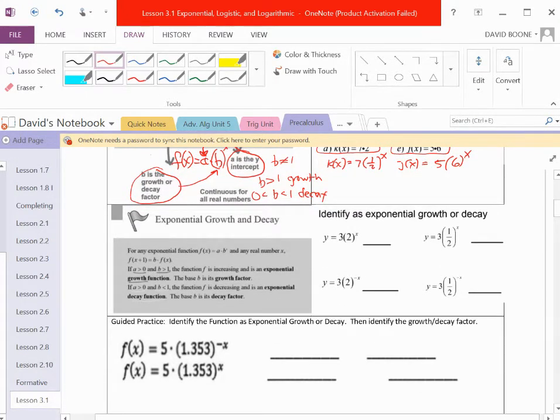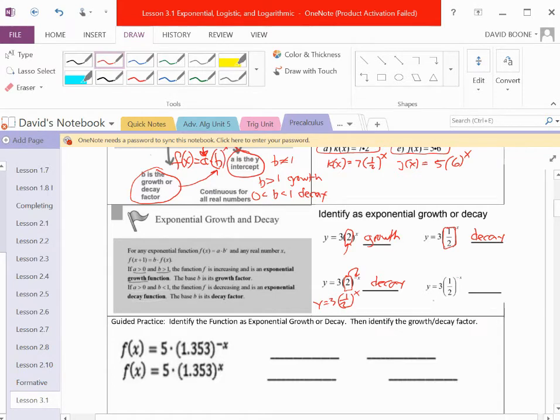We're going to identify these as growth or decay, again looking at that b value. That's bigger than 1. This is growth, and there's no negative in that exponent of x. This one here, that's between 0 and 1, so this would be decay. So always looking at that b value. Here it looks like that b value would be growth, but remember here we have that negative exponent, which would actually flip that. So this would be like 1/2 to the x. So this is actually decay.